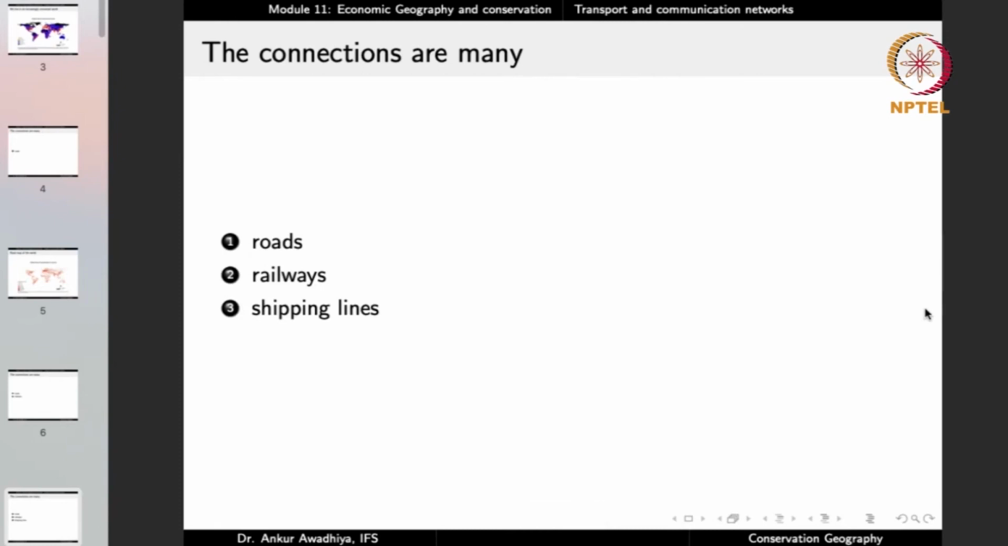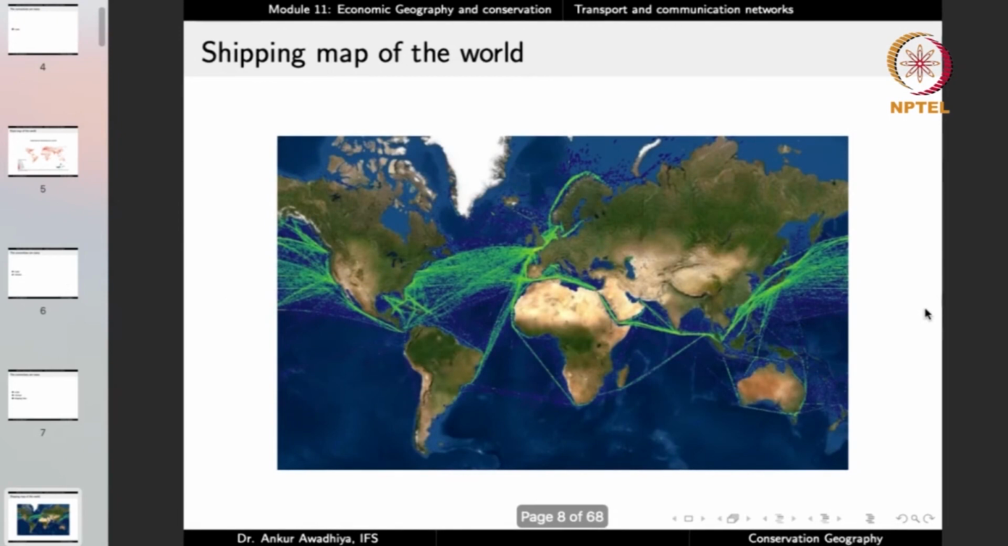Third is the shipping lines. So, areas that are near the sea coast, they have the shipping lines. And if you look at the shipping map of the world, we find that these shipping lanes are pretty much well demarcated. So, we have this route through the Cape of Good Hope, we have this route through the Suez Canal, we have this route through the Panama Canal, and so on.